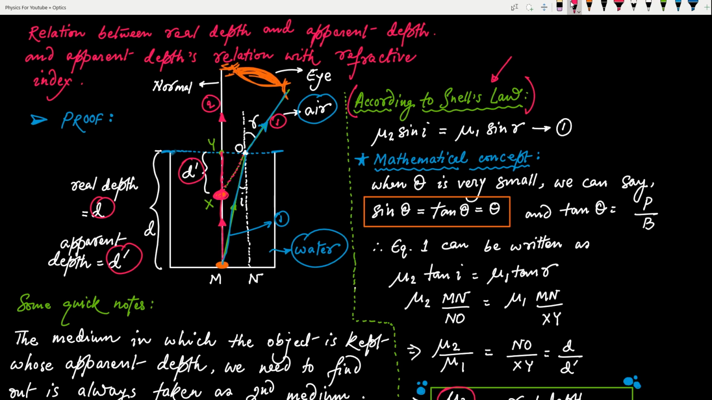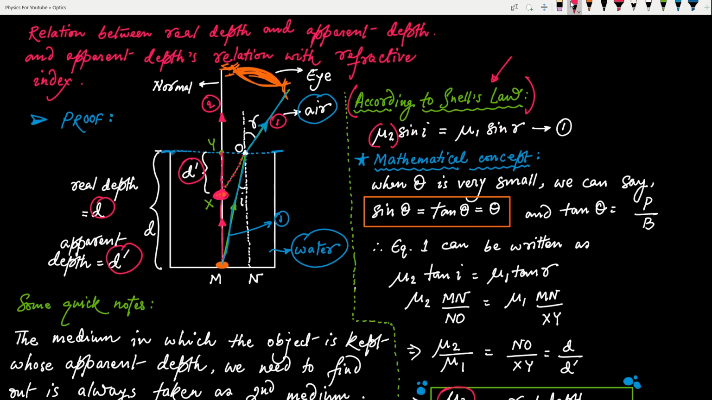Okay, from Snell's law we know that mu2 sine I is equal to mu1 sine R. Now mu2 is the refractive index of water and mu1 is the refractive index of air. Okay, so simple as that. Angle I is the angle of incidence, as you can see, this one. Okay, and angle R is this one. Simple as that. So our equation of Snell's law is ready.